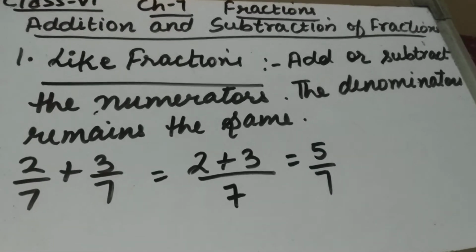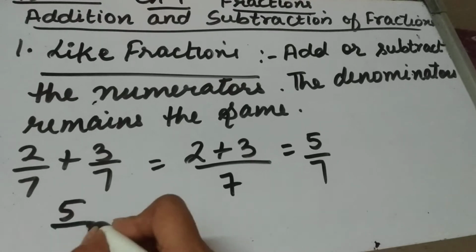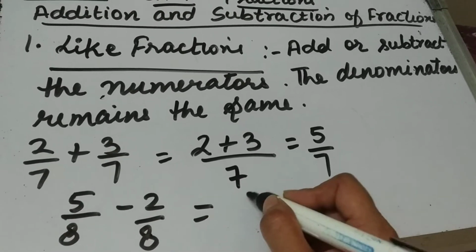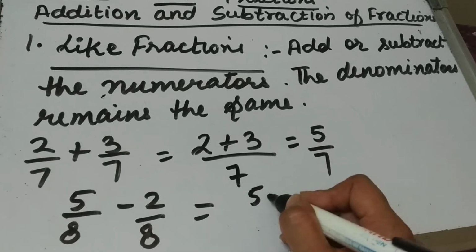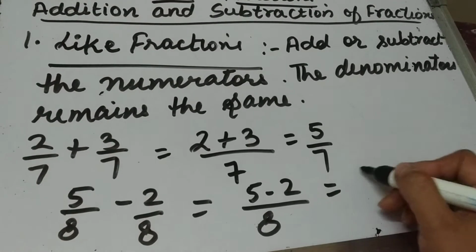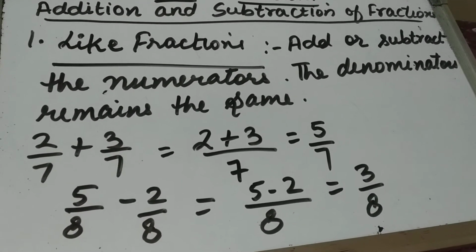And if we have to subtract the like fractions 5 by 8 and 2 by 8, then also we subtract the numerators only and the denominator remains the same. So this will be 3 upon 8. This way we add or subtract the like fractions.